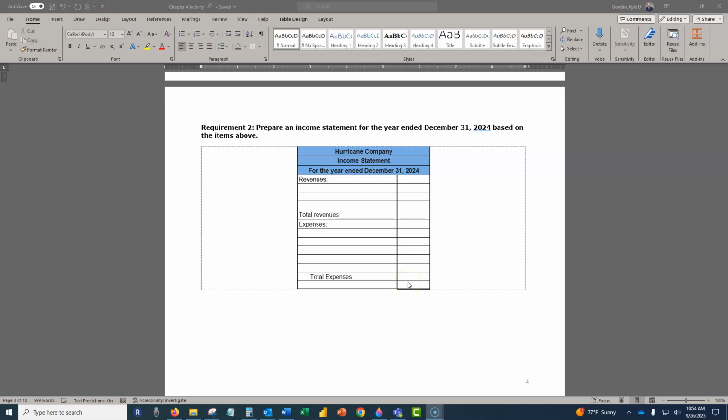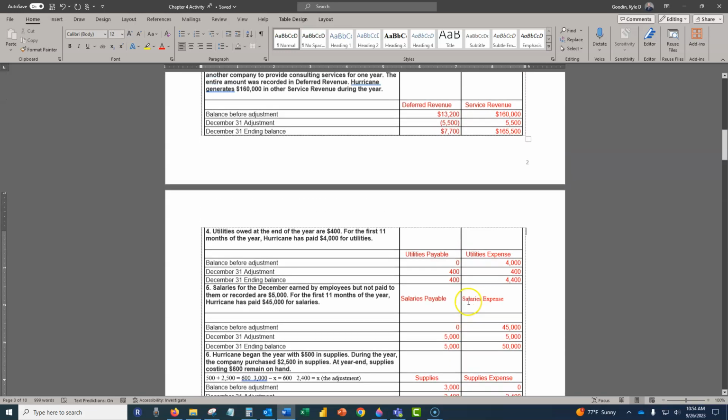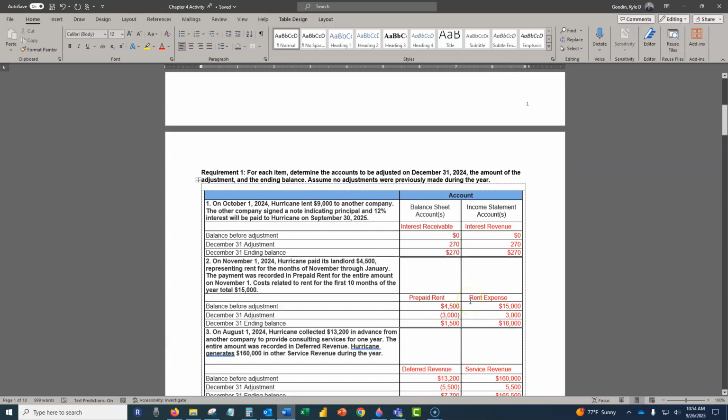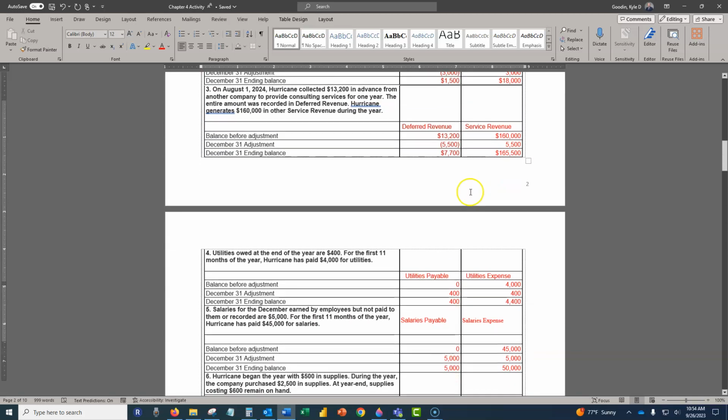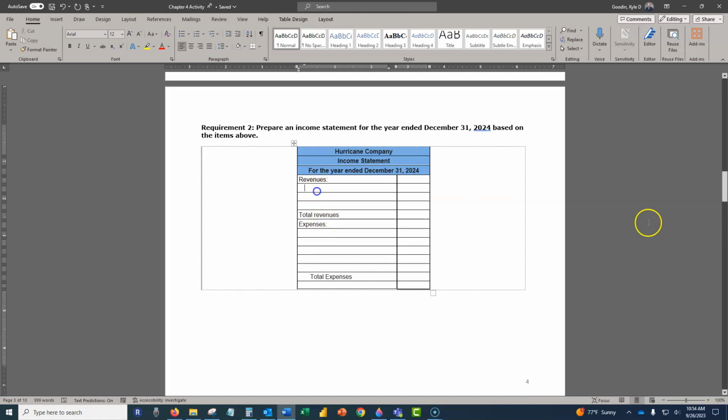So we know that the only accounts that we actually need on this are going to be our revenues and our expenses. So first thing we're going to do is we're going to scroll back up. We're going to pick out all of our revenues that we had. Okay. The first one that we have is going to be interest revenue for $270. So we can go ahead and put that in right here.